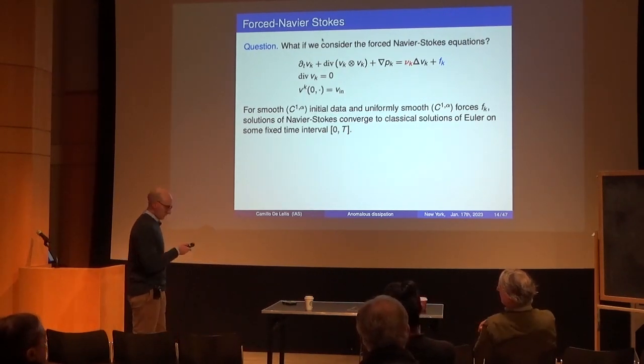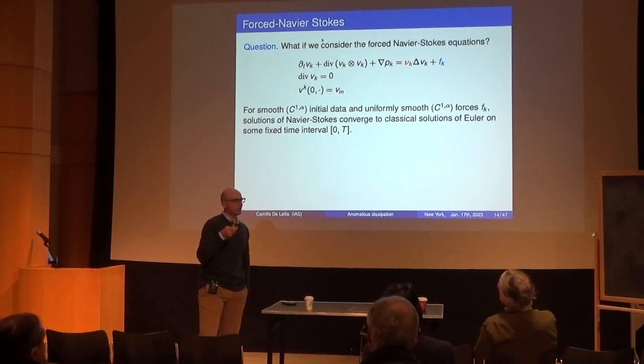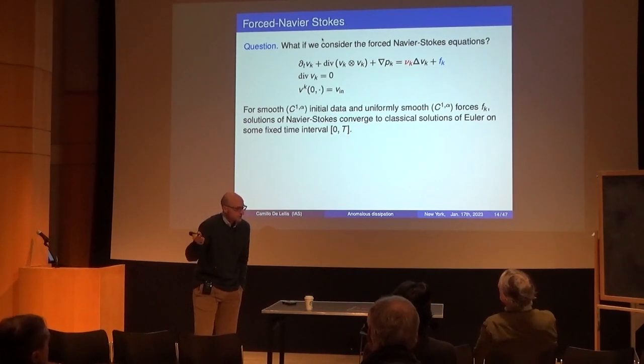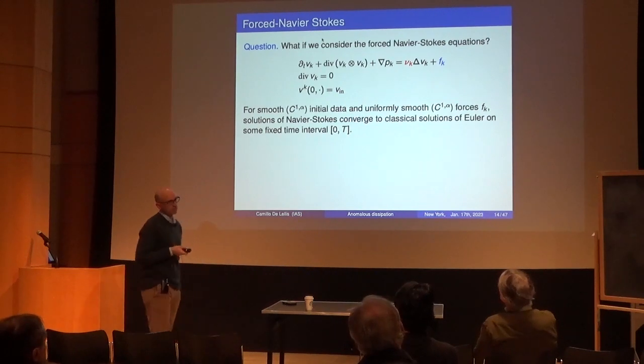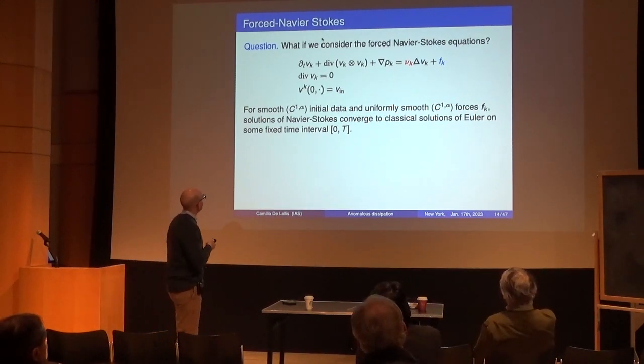That's anomalous dissipation. In a sense, it's anomalous because if I do it on the linear equation, I'm not seeing anything. If I apply the heat equation, I'm not seeing any dissipation. I'm just converging to something which is constant energy. Now I actually want to consider a slightly different question. Let me allow you to put a forcing term.